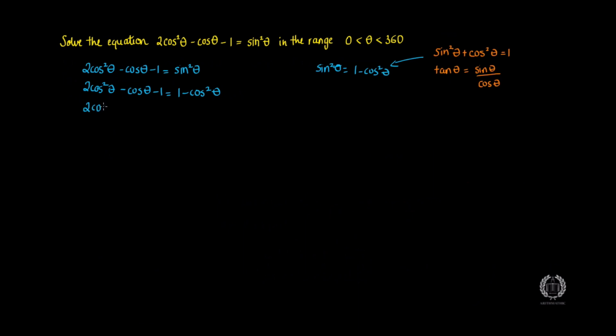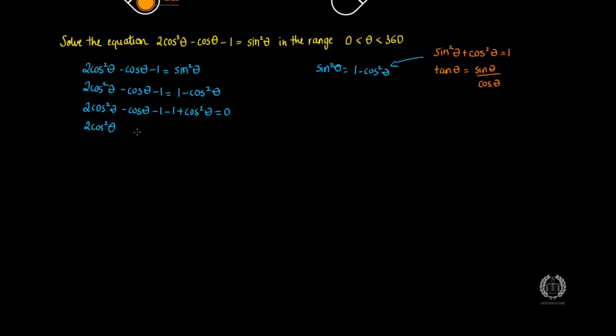So I'm going to have 2 cos squared theta minus cos theta minus 1. And then if you bring 1 to the other side, it becomes minus 1. And if you bring minus cos squared, it becomes plus cos squared theta. And that is going to be equal to 0. So now if we simplify this, 2 cos squared theta minus cos theta.